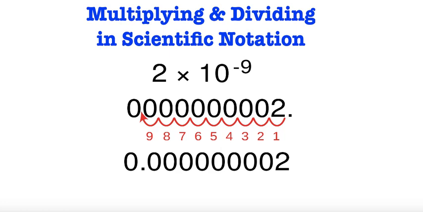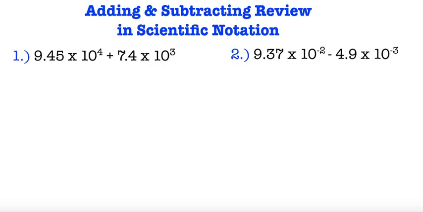Hello, mathematicians. Today we're going to be multiplying and dividing in scientific notation. But before we do so, we're going to review adding and subtracting in scientific notation. So here I have two examples, and if you recall, when we add and subtract in scientific notation, it's a lot easier to first convert into standard form and then convert back into scientific notation. So that's what I'm going to do now.